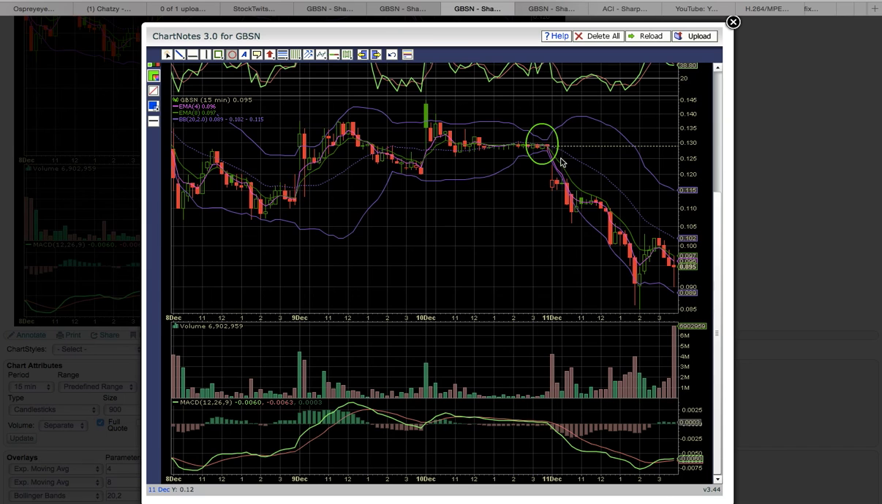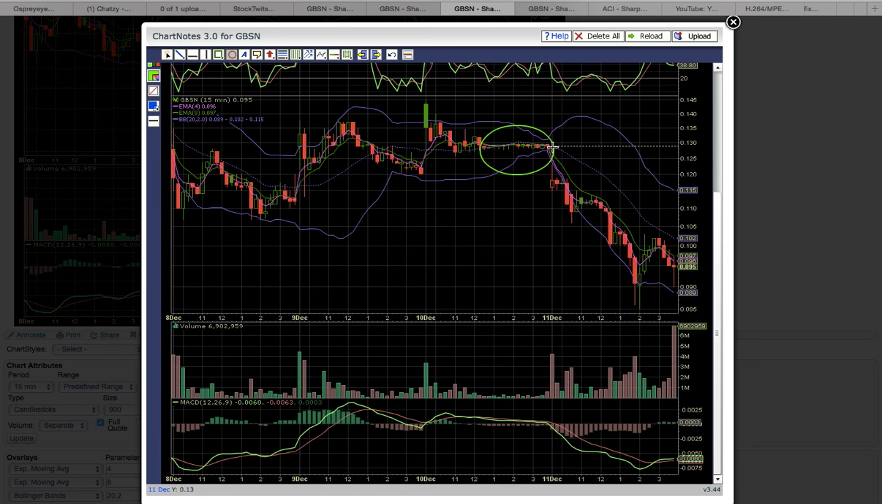So this was signaling the consolidation period that took place during these candles right here. Notice the sideways trading. The Bollinger Bands were wide, and they got tighter and tighter as the trading consolidated at the same level.